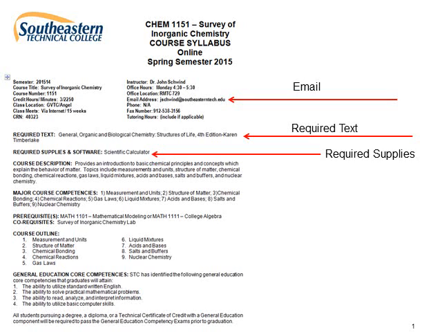This course is set up to be an introduction to many of the basic chemical principles and concepts in order to explain the behavior of matter. The topics will include measurement in units, structures of matter, chemical bonding, chemical reactions, gas laws, liquid and mixtures, acids and bases, salts and buffers, and nuclear chemistry.